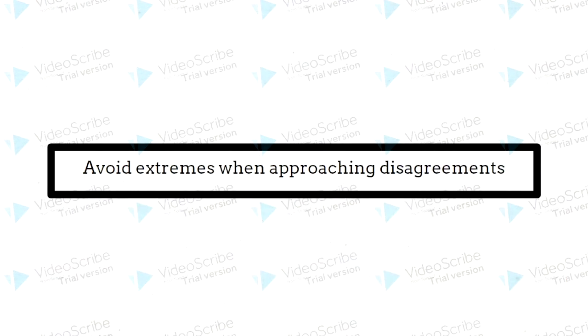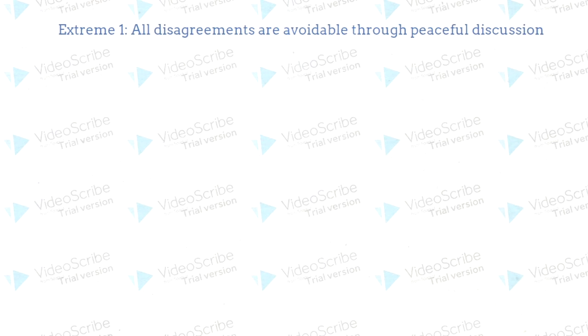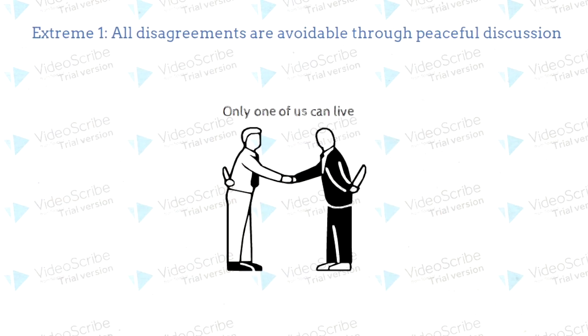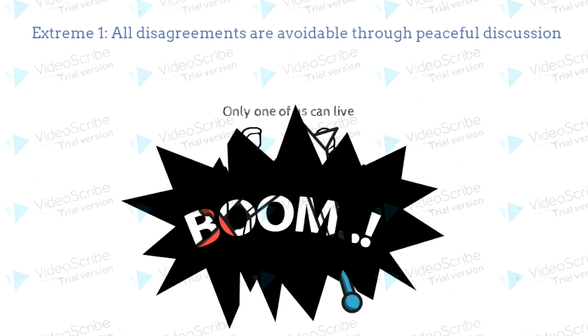We should avoid two extremes when thinking about disagreements. The idealistic notion that all disagreements are avoidable through peaceful discussion is unrealistic. Sometimes two parties can disagree on a fundamental level because their core values and interests directly conflict. It's essential to acknowledge the real clash of interests in such cases. Trying to force a superficial agreement can lead to frustration and even bigger conflicts later on.